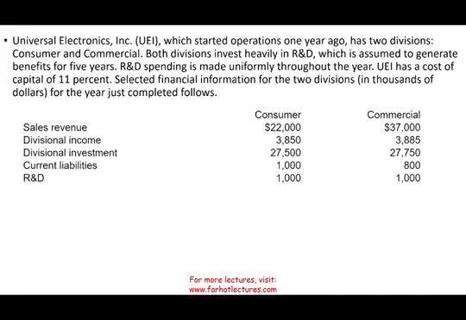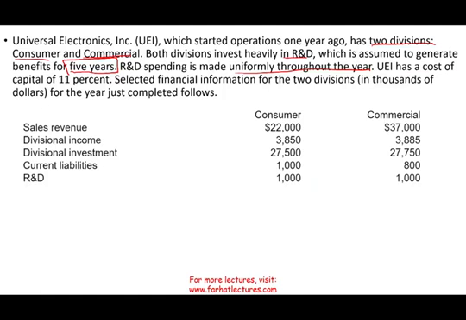We have Universal Electronics, which started operation a year ago, and has two divisions, a consumer division and a commercial division. Both divisions are heavily invested in research and development, which is assumed to generate benefit for 5 years. R&D spending is made uniformly throughout the year. It means let's assume they spend, for example, $1,000. Divide that by 12 and they spend 1/12 of it every month.